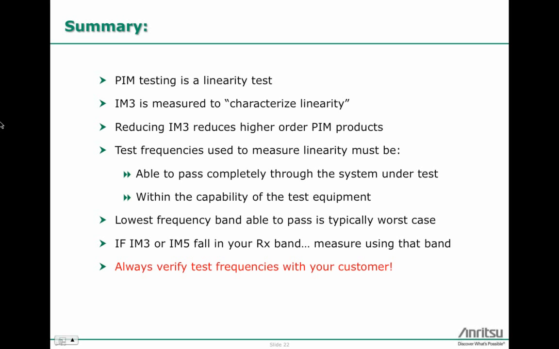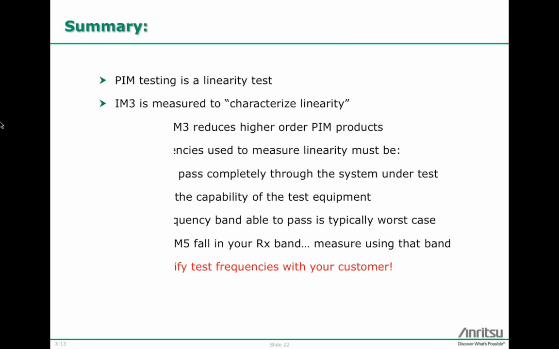The test frequencies that you use must be able to pass completely through the system under test, and must be within the capability of the test instrument to produce the tones and to measure those signals. As I said, from a recommendation, the lowest frequency band is typically going to be the worst case one for the systems you're testing. If the IM3 or IM5 product falls in your band, in that case, I would recommend that you measure using that specific band. And then, once again, as always, verify the test frequencies with your customer before making any changes or any testing at a site.